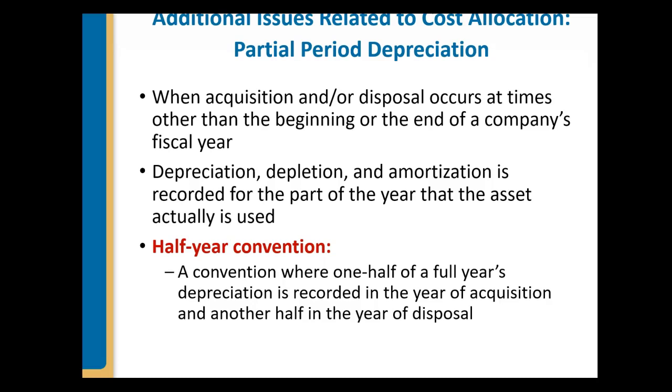Partial year depreciation presents a problem only when time-based depreciation methods are used. In an activity-based method, the rate per unit of output simply is multiplied by the actual output for the period, regardless of the length of the period. Another common convention is to record one-half of a full year's depreciation in the year of acquisition and another half year in the year of disposal. This is known as the half-year convention.